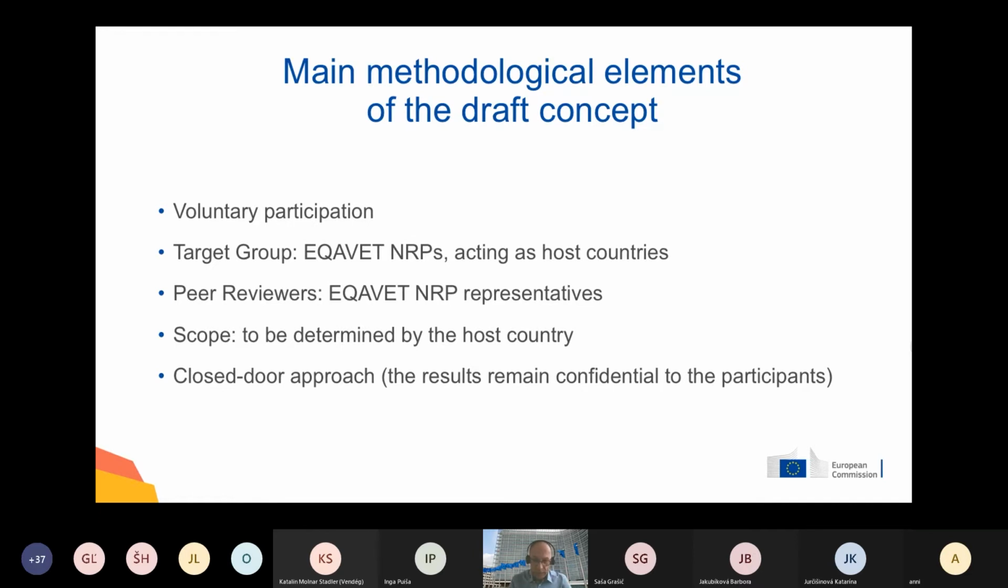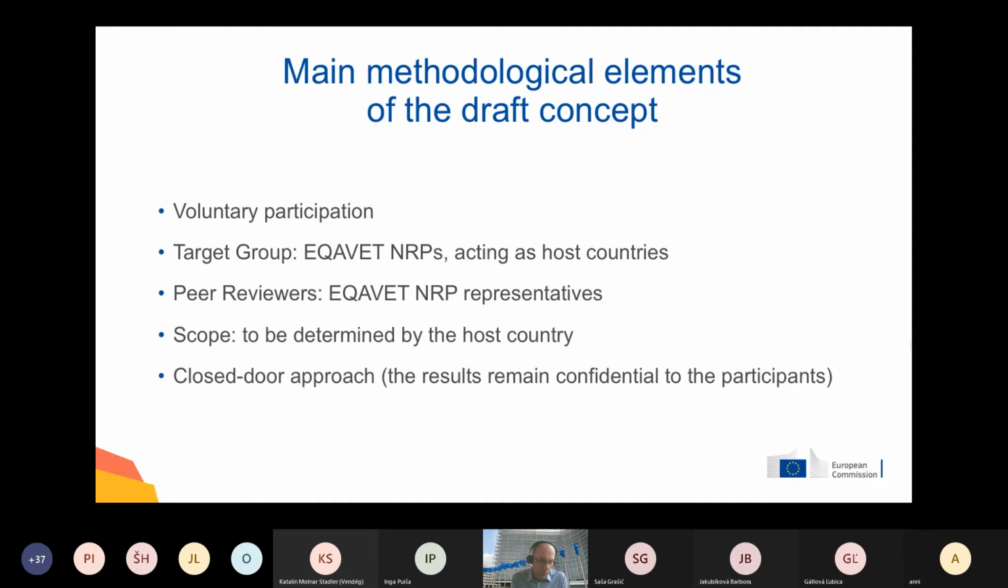Or of course, a country can say, well, we would like to work on these specific elements of the quality cycle at system level, and we would like to discuss this within the framework of a peer review with other countries. So the scope is up to the host country, to see what their needs are and where they can really make the most benefit of a peer review.